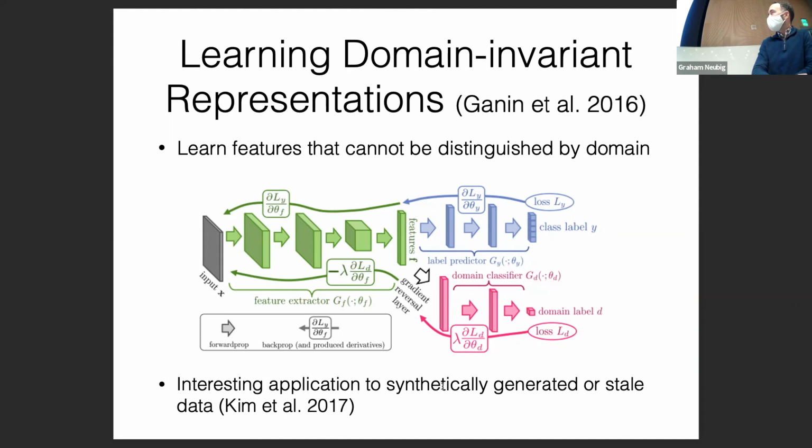This can also be applied to things like data augmentation. If you have a data augmentation method to create artificial data for training your model, you can learn features that do not have the ability to tell whether the data was synthetically created or not, but are able to solve the downstream tasks. So this is a way to make the synthetically generated data work for you maximally.